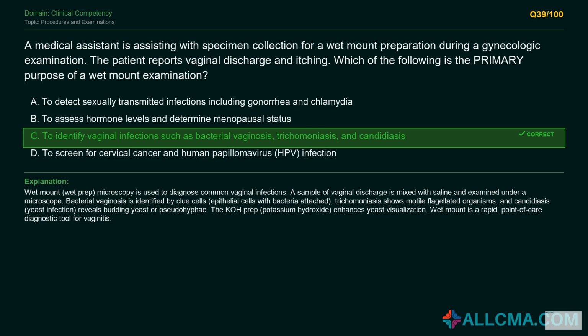The KOH prep, potassium hydroxide, enhances yeast visualization. Wet mount is a rapid, point-of-care diagnostic tool for vaginitis.